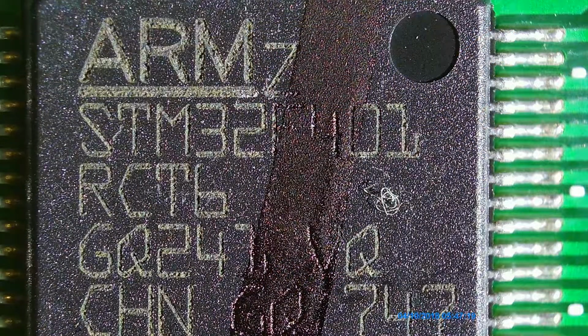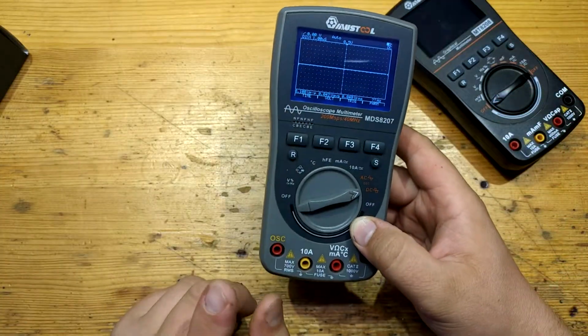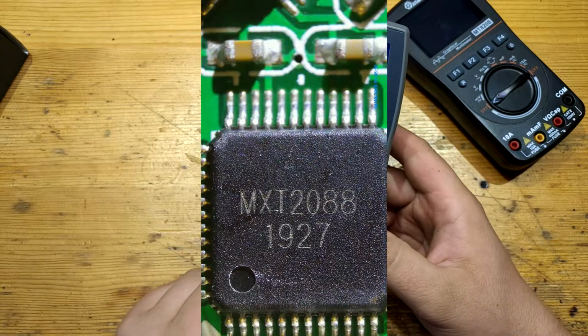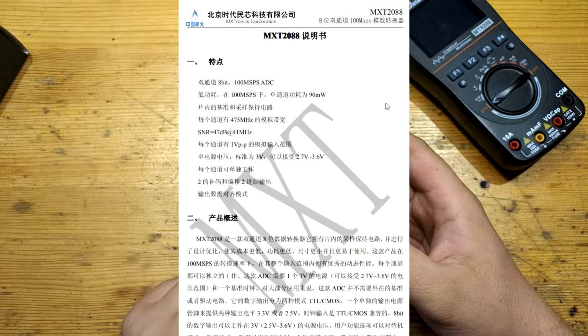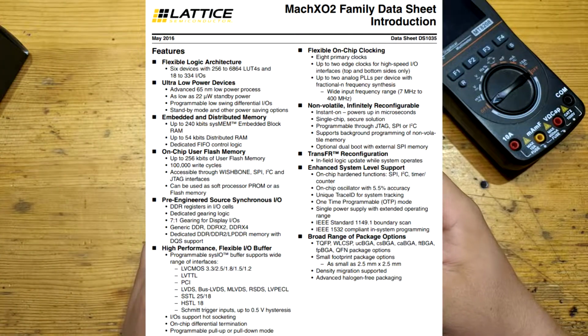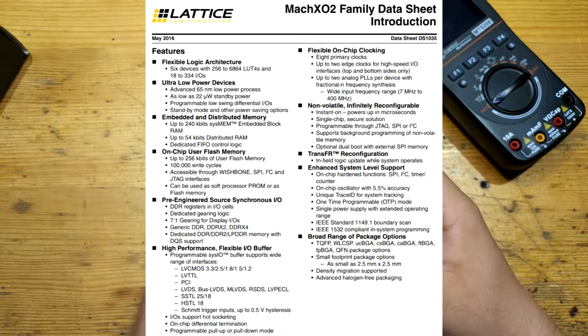Brain of it is STM32F401 that uses its ADC for just multimeter functions. For scope functions, if we connect to this hole, then there is MXT2088 ADC with 100 megasamples per second and also FPGA-like circuit to further work with the fast acquired data. They are then processed by STM32 and displayed on your display.